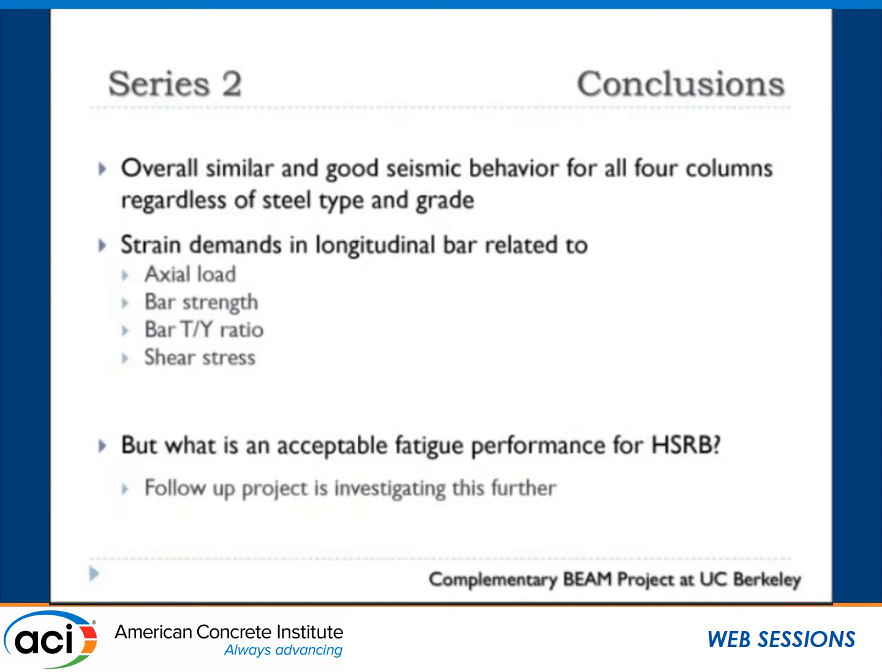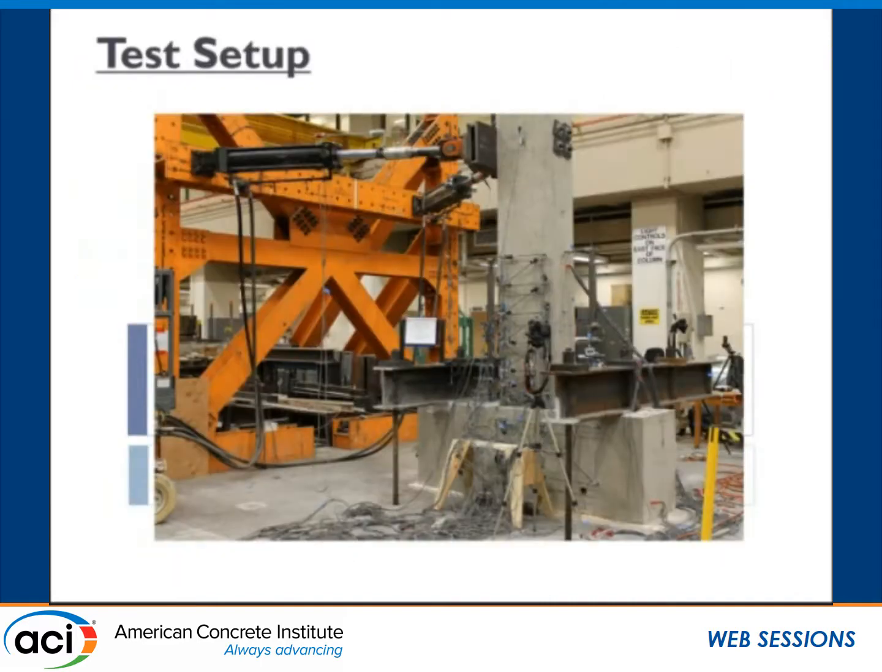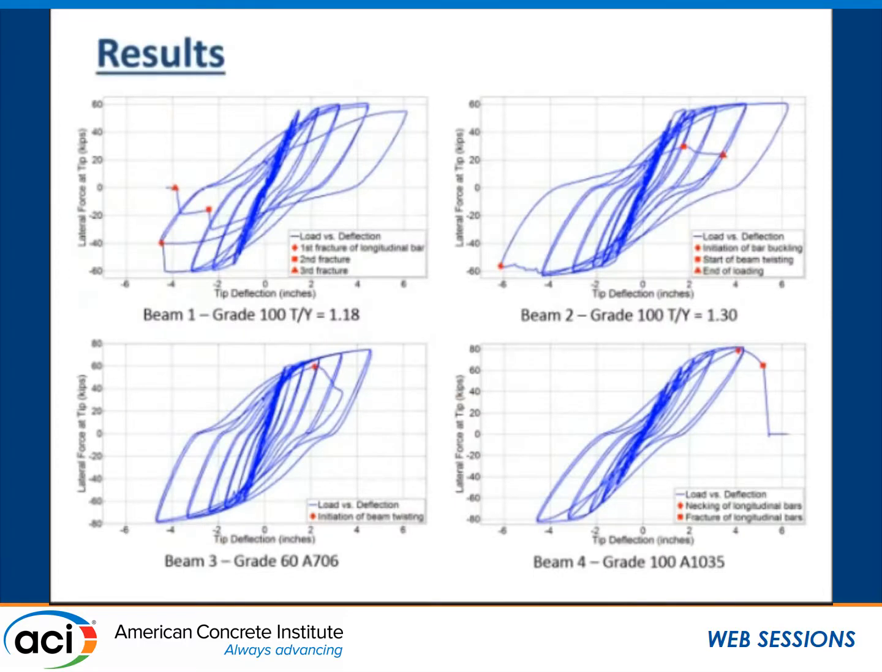Now, I must mention there's a complementary beam project at UC Berkeley that's looking at this. So this was done in conjunction with UC Berkeley. I want to highlight this, by Dewey Toe, Nick Hartsey, and Jack Maley at Berkeley, looking at very similar beams. So they did the beam equivalent to what we did in Texas. This is what their beam tests look like, and these are their results. So overall, when you look at the different T2Y ratios, different types of steels, not too bad. There was a problem with this test, so I would discard it. They had some welding issues, so I wouldn't count on this one, but these tests here, fairly equivalent, not too bad in the beams also.